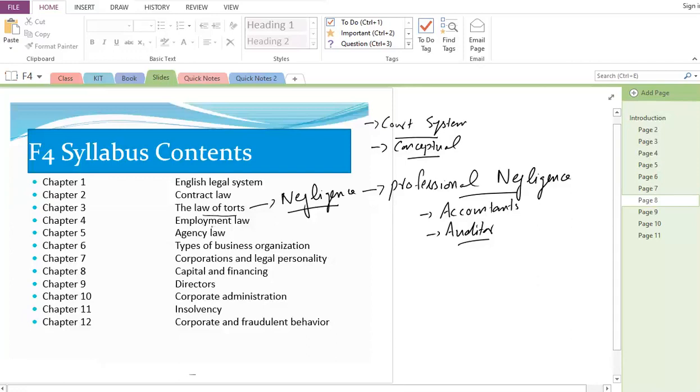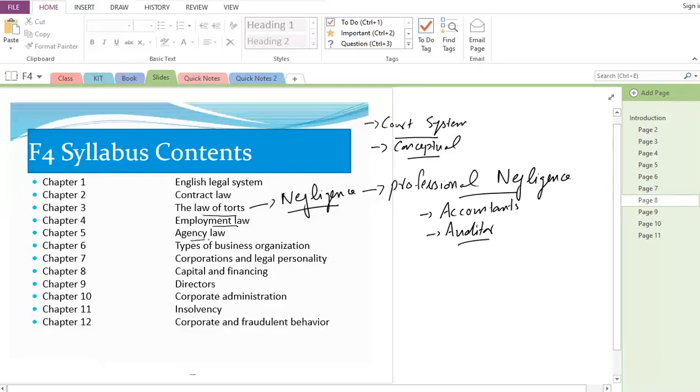Employment law is also very important. Accountant must know who is our employee and who is self-employed, what are the employee laws, what is the notice period, what are the rules related to unfair dismissal and fair dismissal and wrong dismissal and constructive dismissal. So these concepts will be discussed in chapter 4.